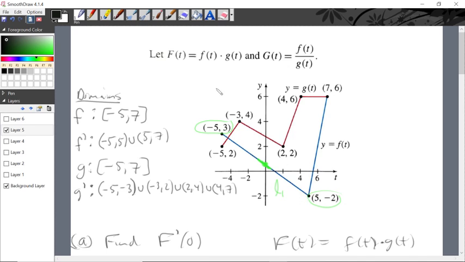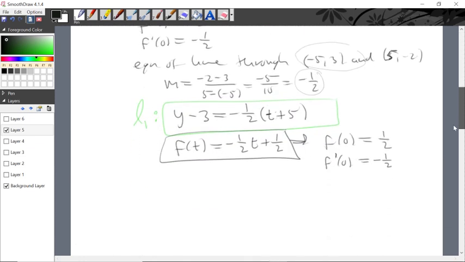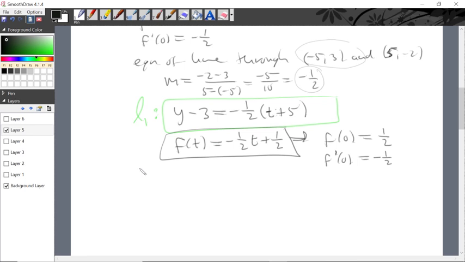If we were asked to find out what is big F prime of, let's say, 6, then we would have to instead figure out the equation of this line in order to find out what f of 6 is equal to and what f prime of 6 is equal to. We would really want to have the equation of this line because the graph is not necessarily precise enough for us to just estimate it. We really do need the equation for it on that piece.